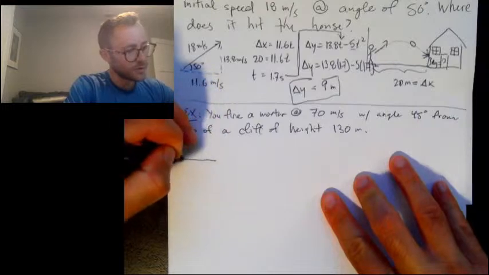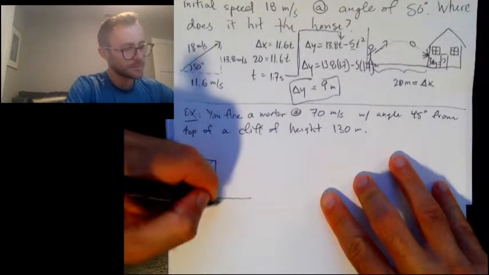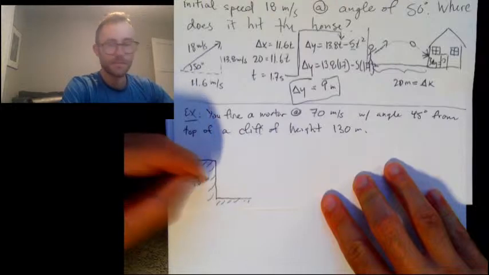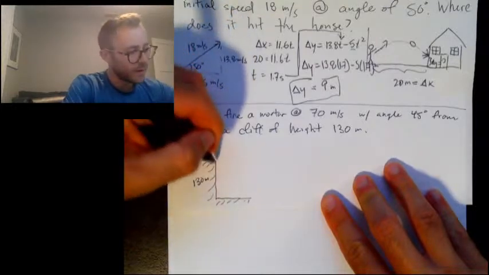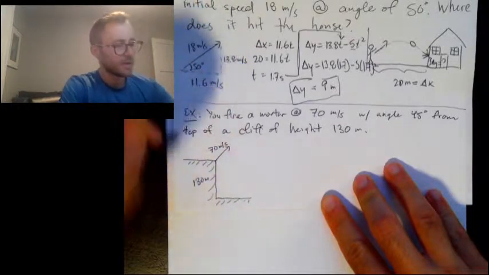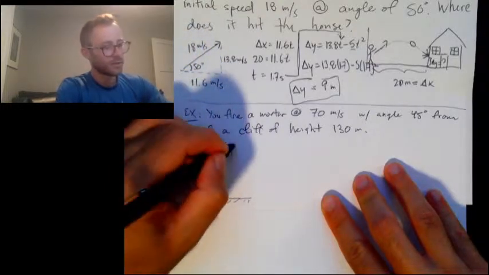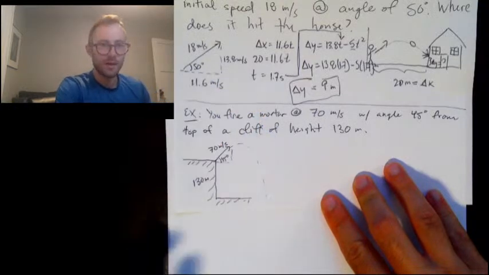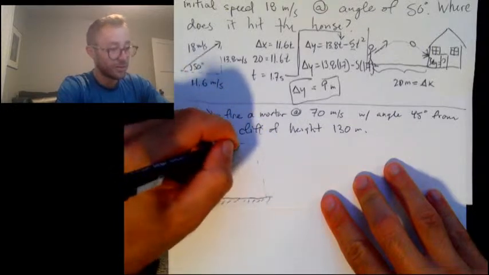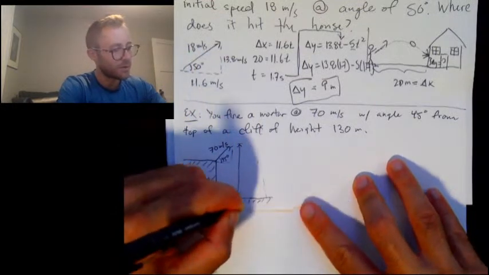So this problem looks like this. We've got the cliff is 130 meters high. We fire the mortar 70 meters per second at 45 degrees. So it goes like this. And I want to know a couple of things. I want to know how high does it go? What is the maximum height? And I want to know how far does it go?